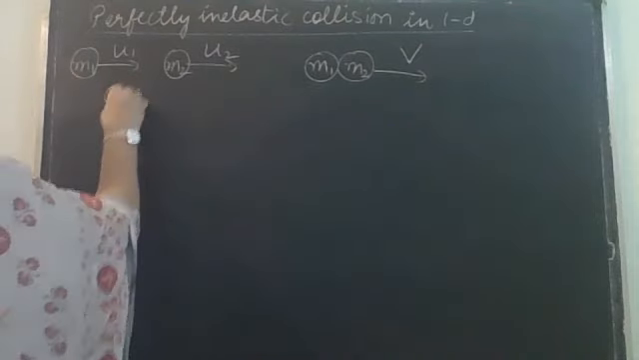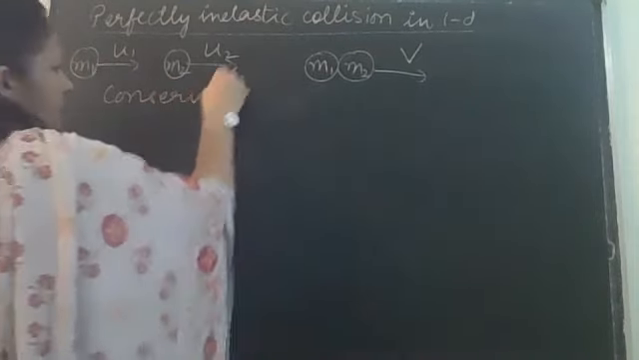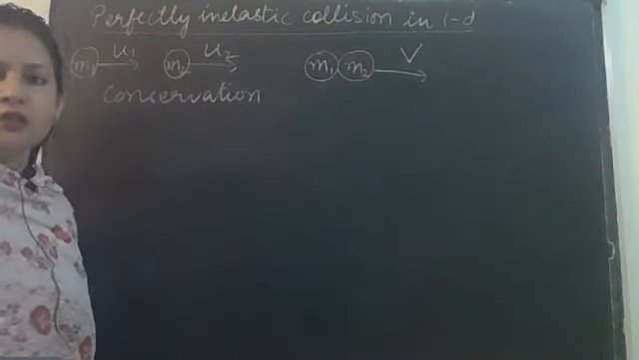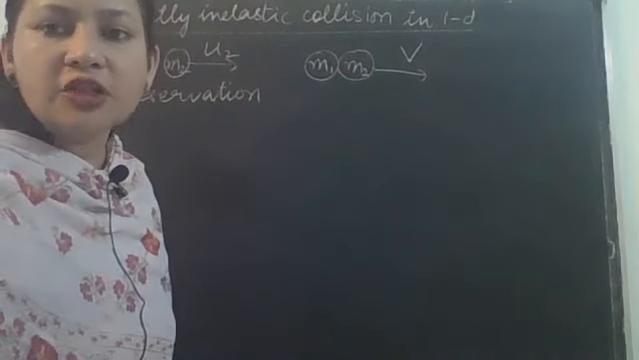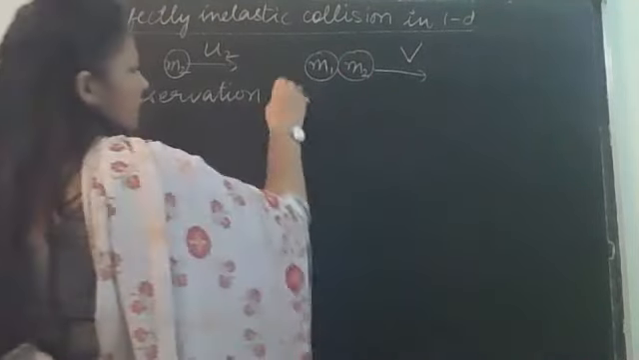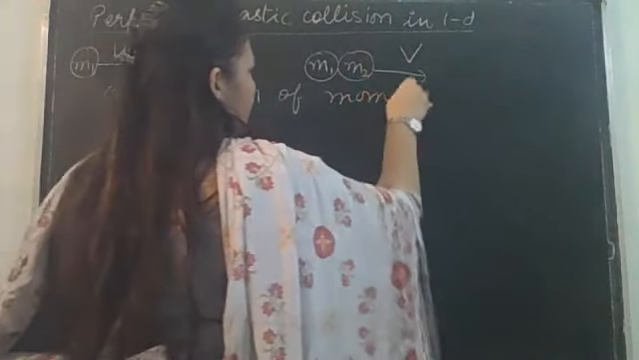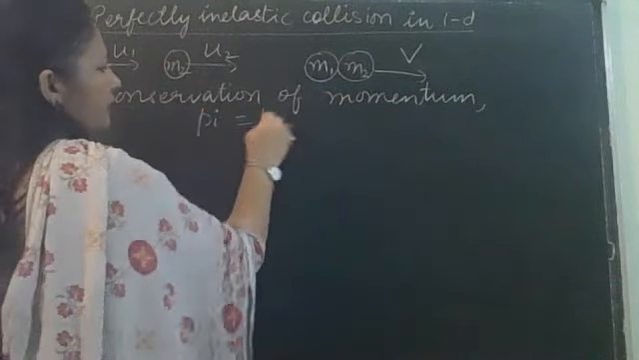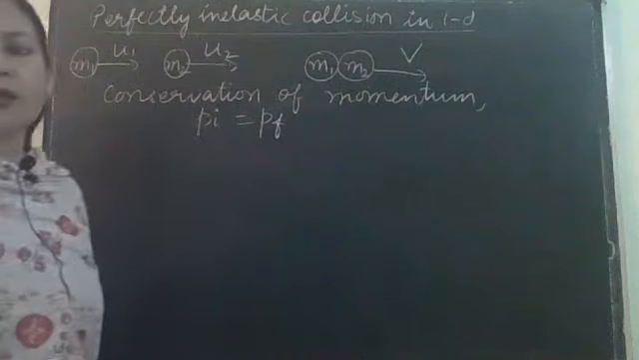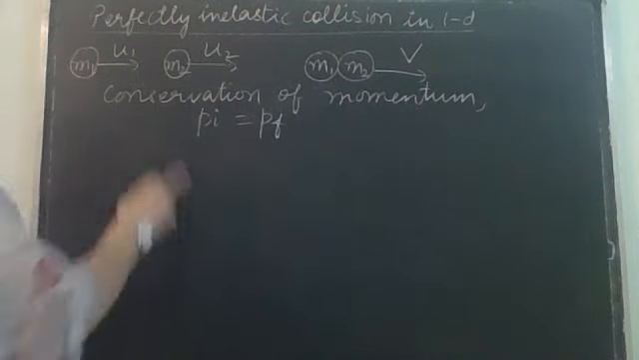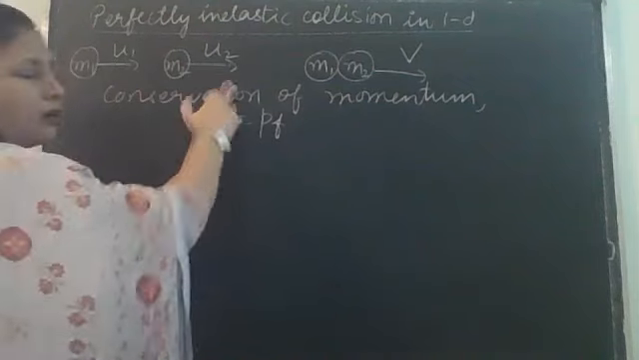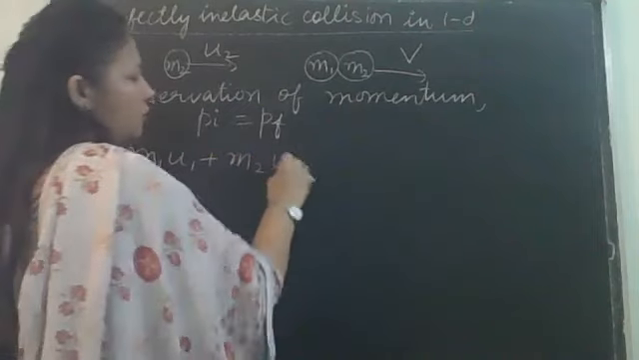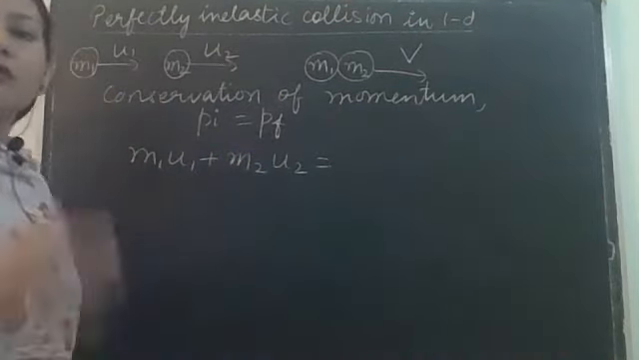First of all, momentum is conserved. Even in an inelastic collision, momentum will be conserved, right? So, using the law of conservation of momentum, initial momentum is equal to final momentum. Initial momentum is the momentum of the balls before the collision. That is the momentum of the first ball plus the momentum of the second ball, m1 u1 plus m2 u2. This is the initial momentum of both the balls.